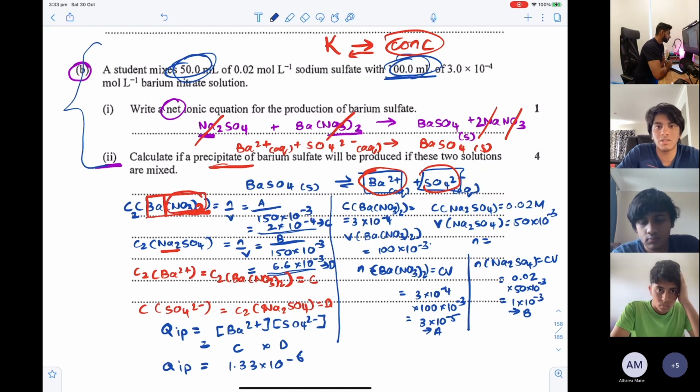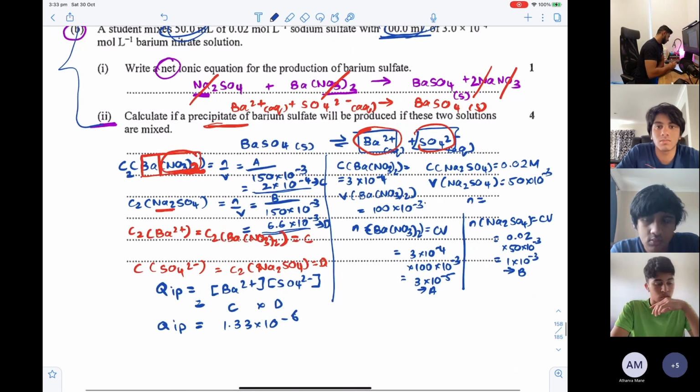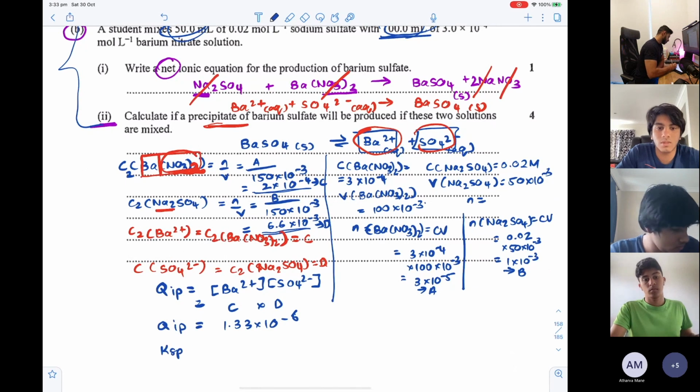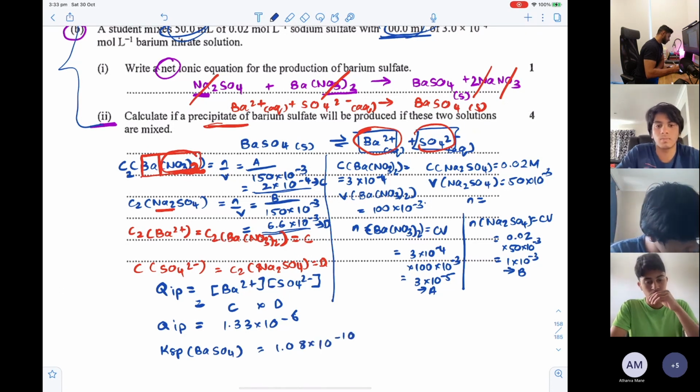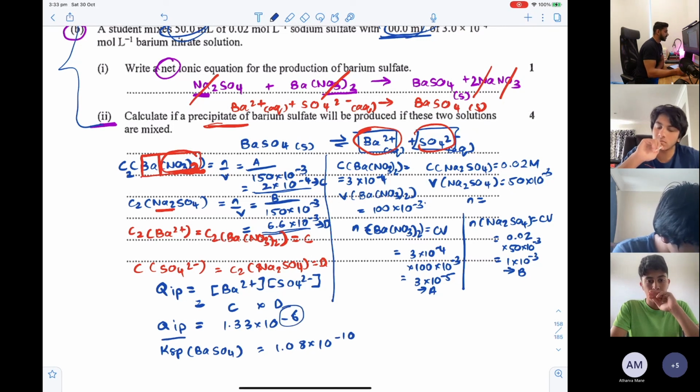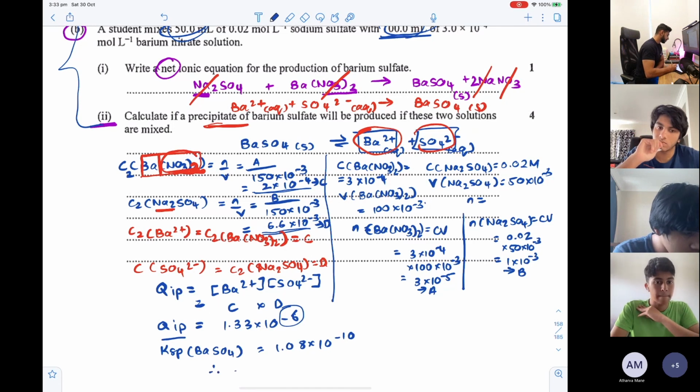The data sheet. Yeah, so go to your data sheet and can everyone tell me what is KSP of barium sulfate? 1.08 times 10 to the power negative 10. Okay, 1.08 times 10 to the power negative 10. So this Q value is times 10 to the power negative 6, aka it's bigger than KSP. Does everyone agree? So what you need to write is therefore QIP is greater than KSP.